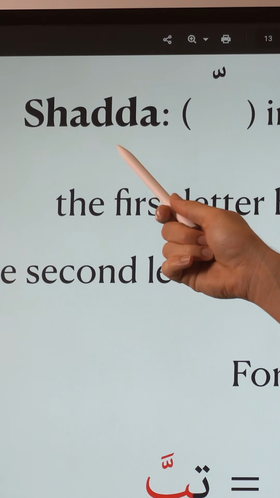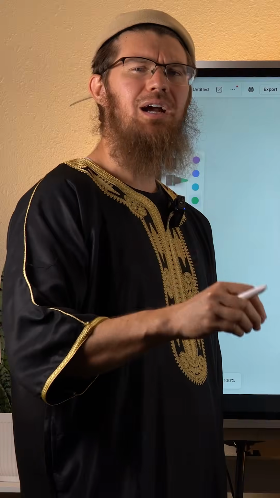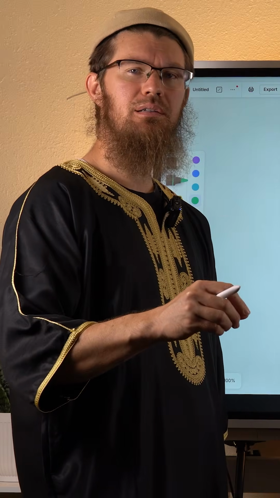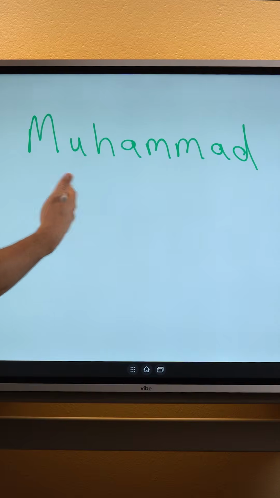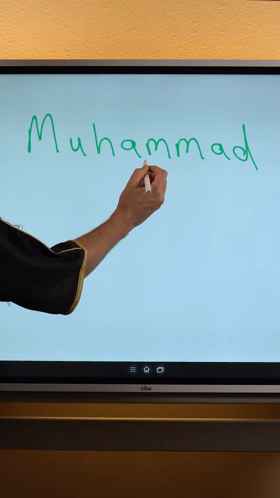This symbol is called the shadda. The shadda indicates a double letter. An Arabic word that contains a shadda is the name Muhammad. Where do we see a double letter in the name Muhammad? Well, that would be right here.